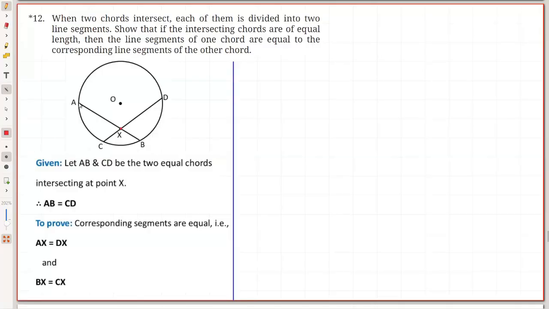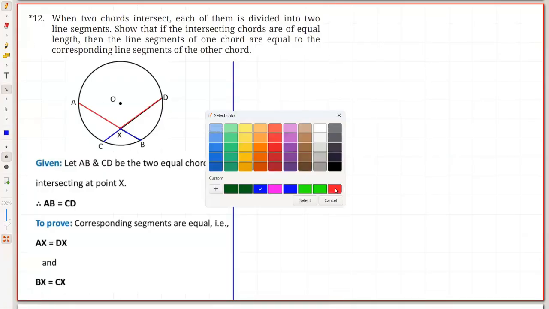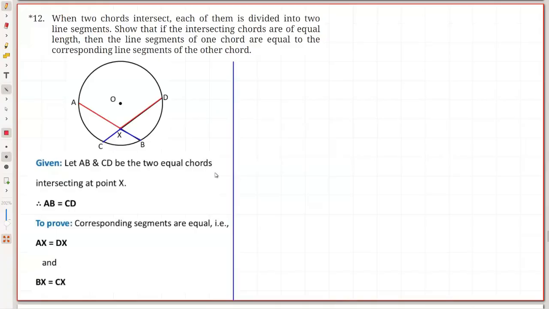That means this is the line segment AX. So I have to prove AX is equal to DX. The next one is CX is equal to BX. This is how we can prove it. For proving AX equal to DX and CX equal to BX, I have to do a construction first. What construction can I make?